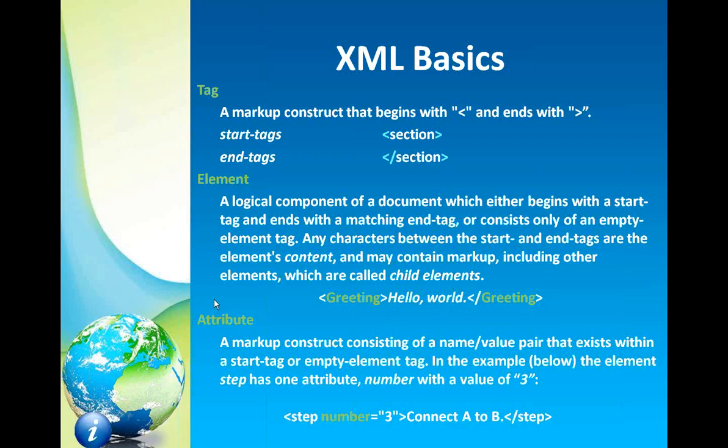An attribute is a markup construct consisting of a name-value pair that exists within the start tag or empty element tag. In this example below, the element step has one attribute, and that attribute is called number, and that number has a value of 3. So here, the step is connect A to B, but which step is it? It's step number 3. That's the attribute of that tag.